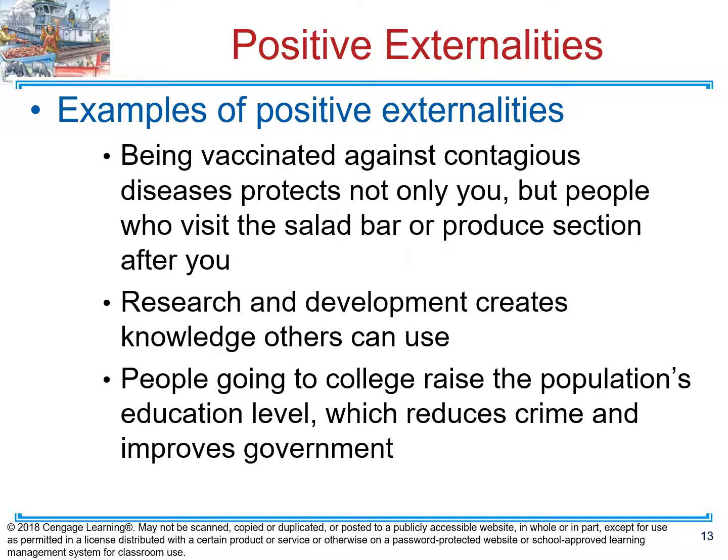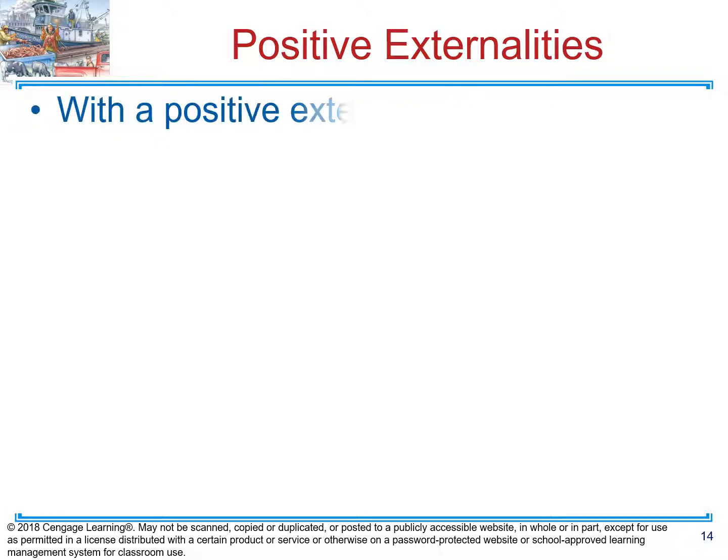Examples of positive externalities. Being vaccinated against contagious diseases protects not only you, but the people who visit the salad bar or the produce section after you. Research and development creates knowledge that others can use. People going to college raises the population's education level, which reduces crime and improves government.